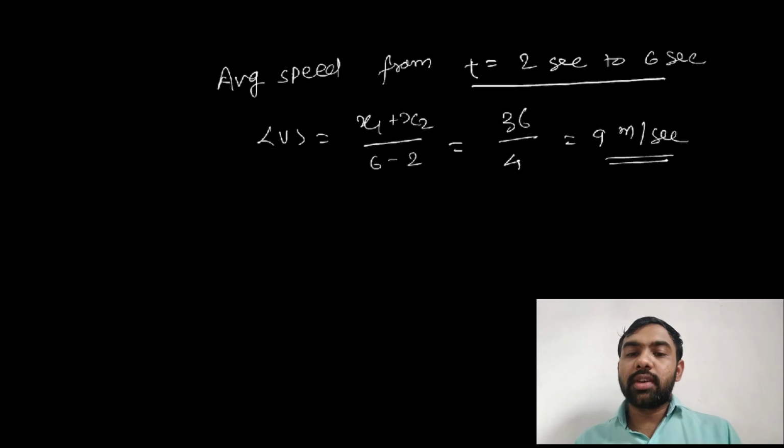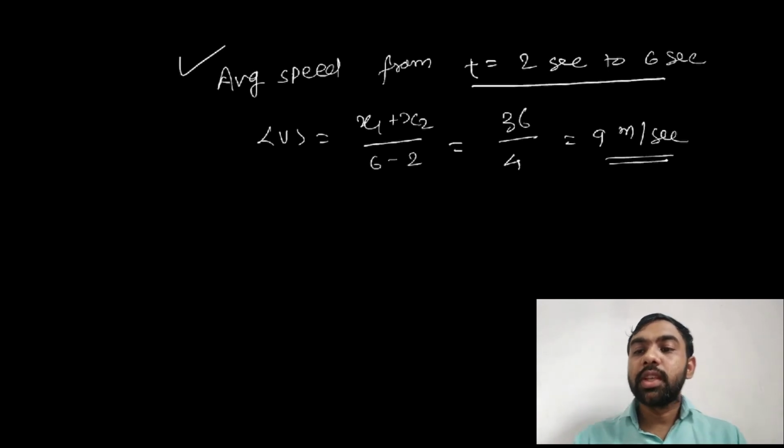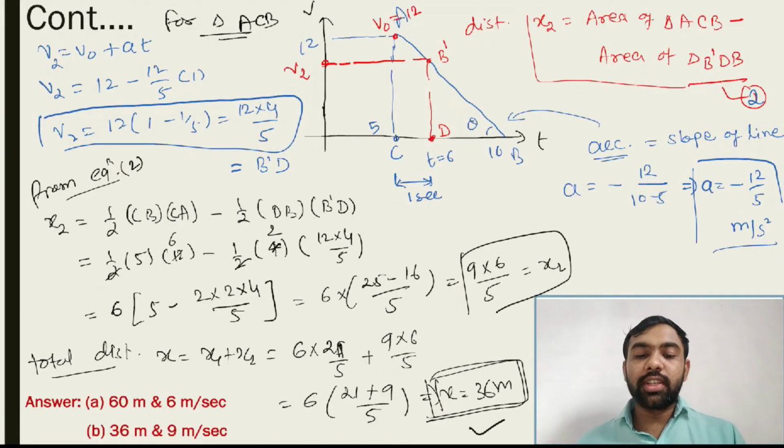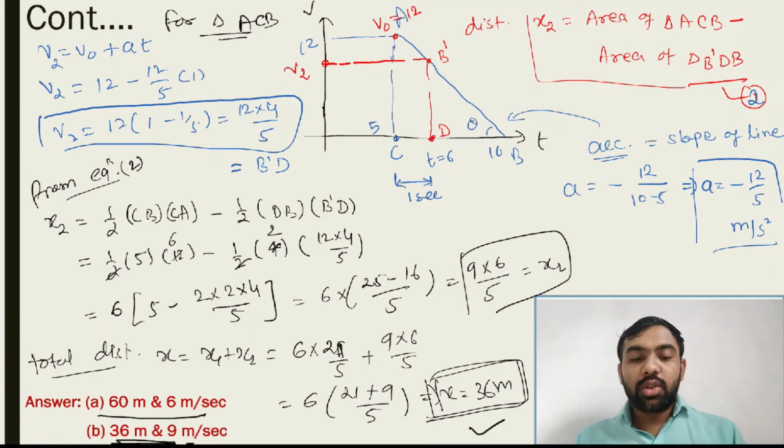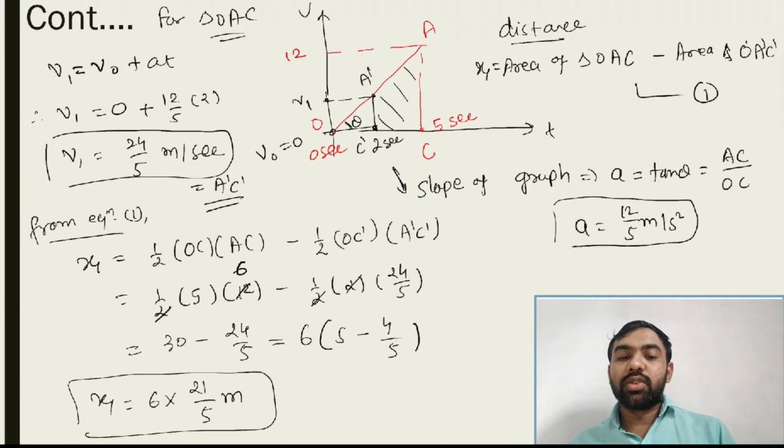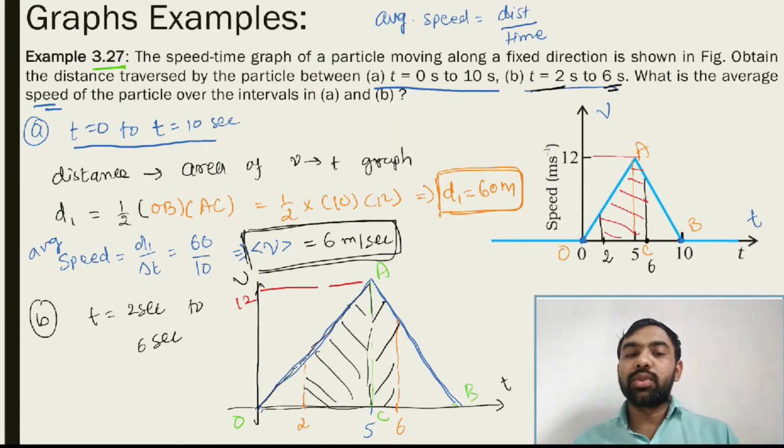All of you note this average speed also in your box. Then after we go to the next one. So distance is 36 meter. Here the answers are given to us: 60 meter, 6 meter per second, 36 meter, 9 meter per second. By this way you get this answer. Note it.